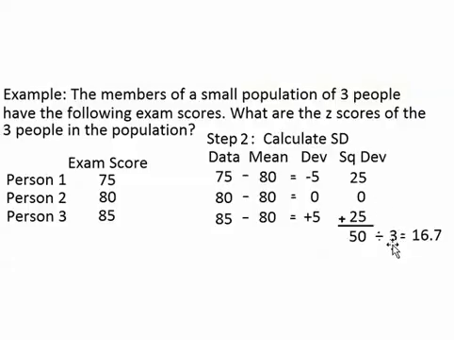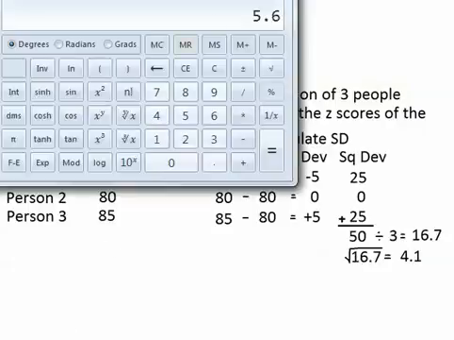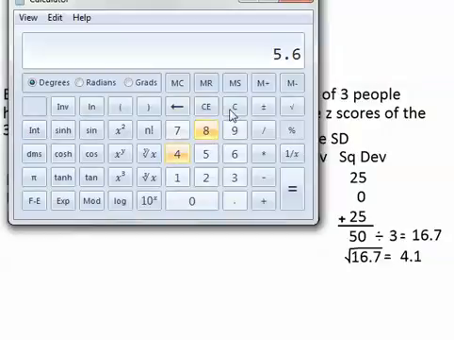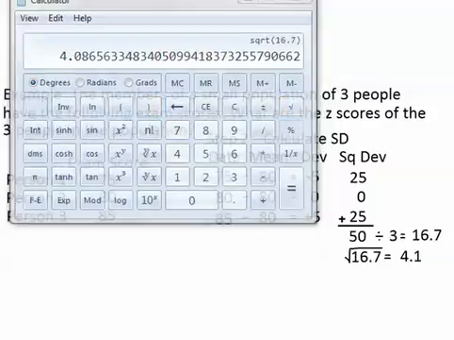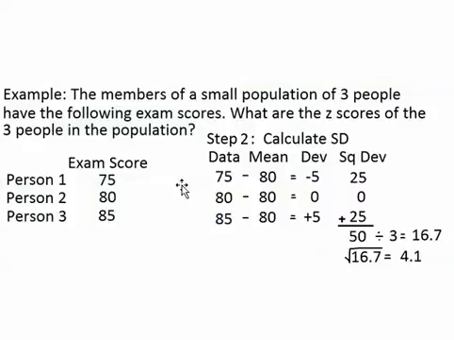And remember that the mean of the squared deviations, which we just found right here, is called the variance. So we have a variance of 16.7, and the standard deviation is the square root of the variance. If you calculate the square root of 16.7 by just hitting the square root key, it's 4.08, or it rounds to 4.1. So this population has a standard deviation of 4.1.